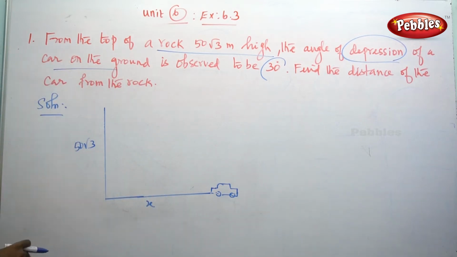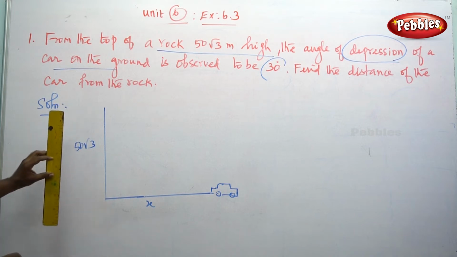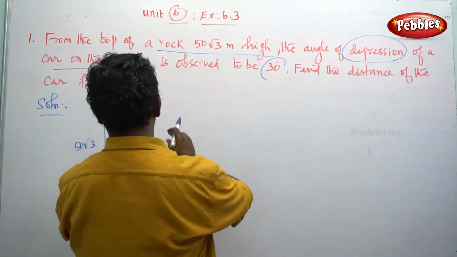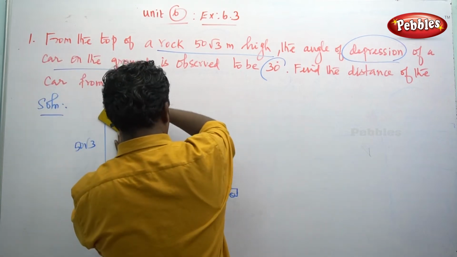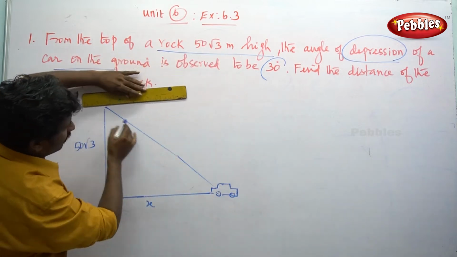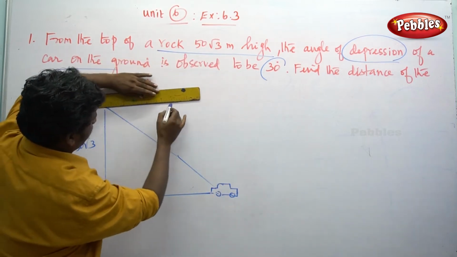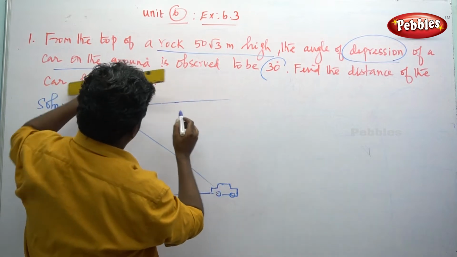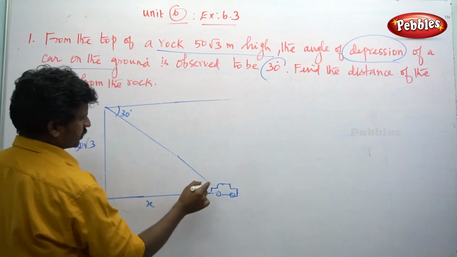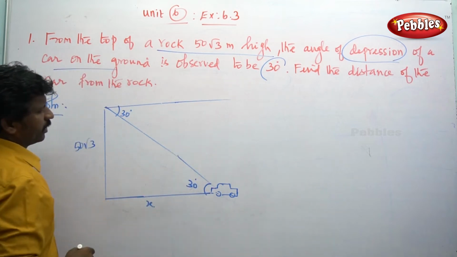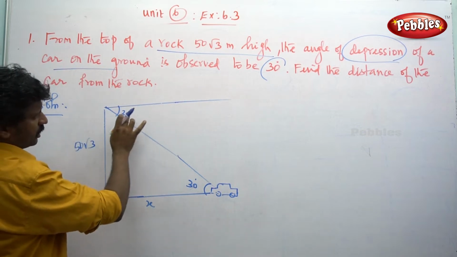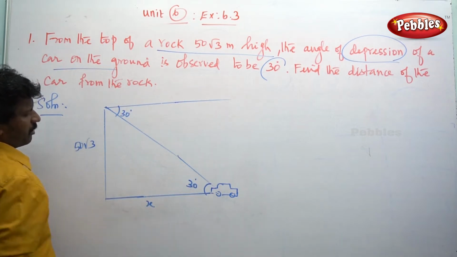From the top of a rock, 15 root 3 meter height, the angle of depression of a car on the ground is observed to be 30 degree. So angle of depression means, look, from here they are observing the car. This is the eye line. So this is 30 degree. From here they observe the car at 30 degree. So this 30 degree means it is what? This is also 30 degree. When angle of depression comes, it is always like this. From this eye line, we have to bring this degree here, these are alternate angles.